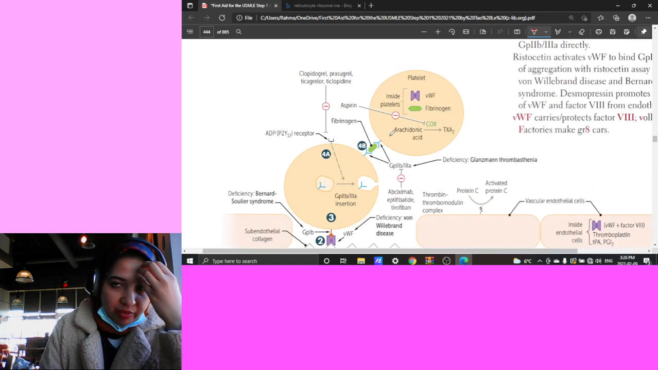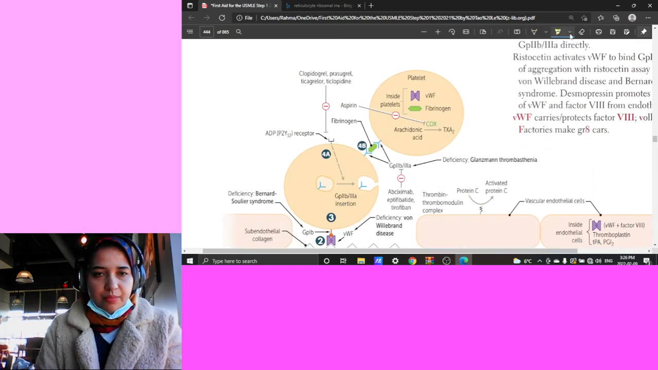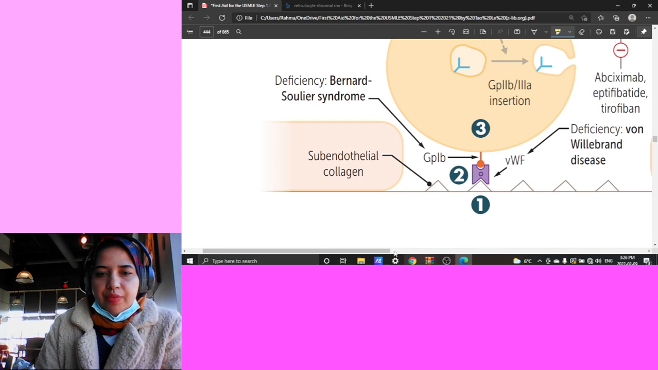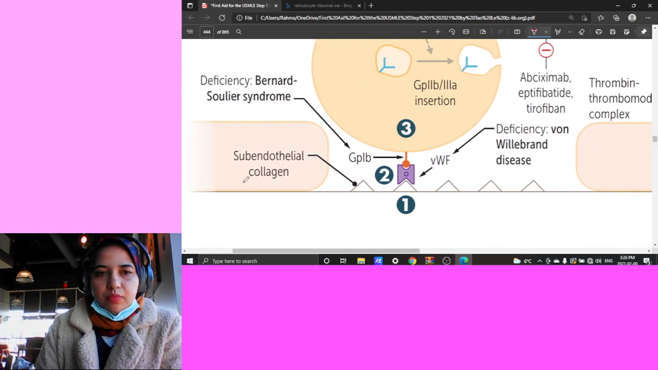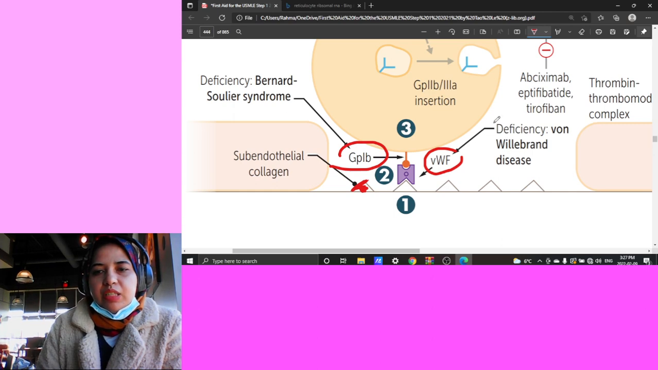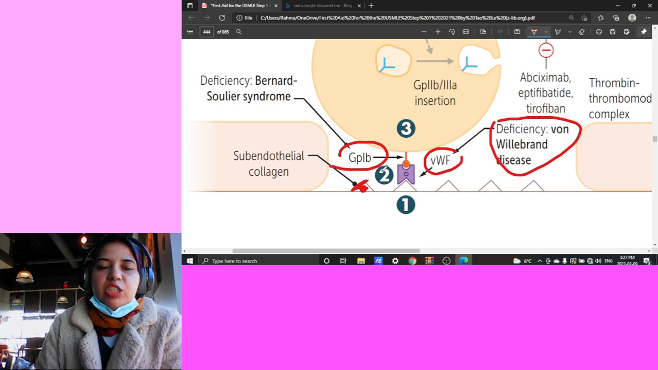So let's take a look again and quickly review everything that we said here. So we have here, again, subendothelial collagen. Right, so this is a normal cell, and that's a normal cell. We have an area here that's been exposed. So we have exposed here to the collagen, and now we have von Willebrand factor that has just bound to this collagen. And it has bound through GP1B. So I have two different diseases already that we can talk about. We have von Willebrand disease, where somebody has a deficiency in this, or we have Bernard-Soulier syndrome, where someone has a deficiency in GP1B.